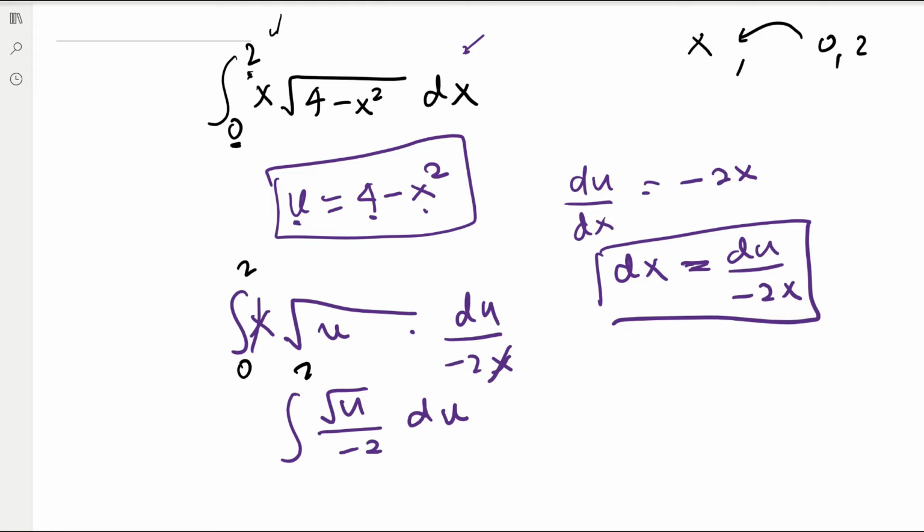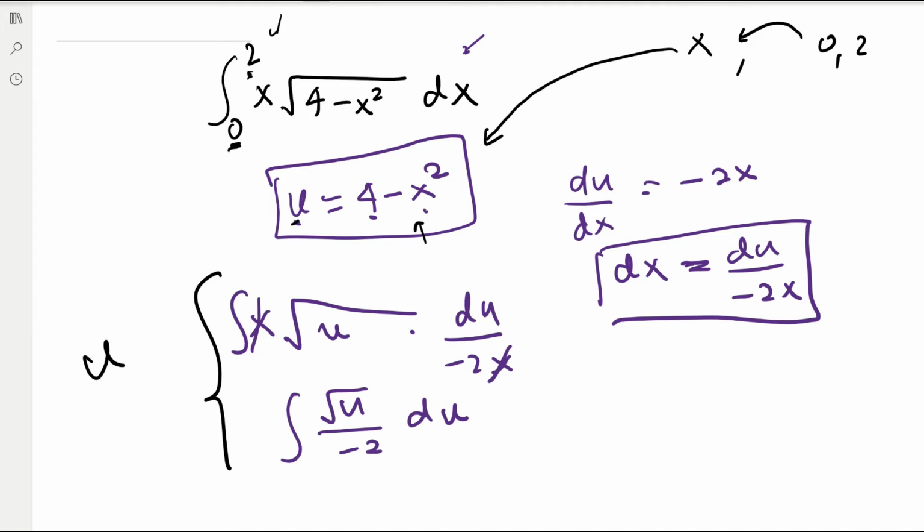But now what we have here is an integral in terms of u. U and x are not the same thing. U is in fact 4 minus x square. So you have to find the correct limit values corresponding to u. How do you do that? Well, you substitute these x values into the substitute and find out the corresponding u.